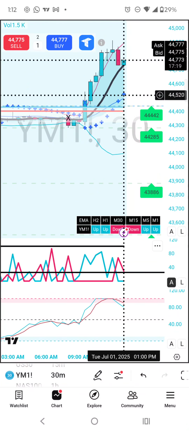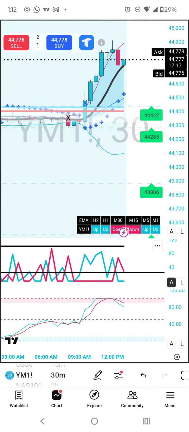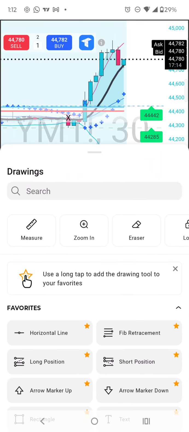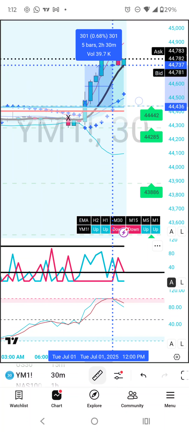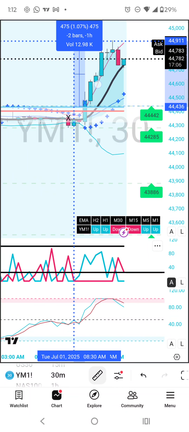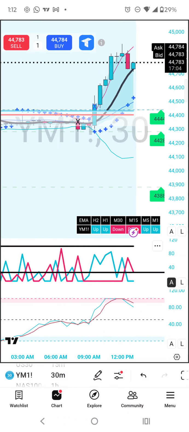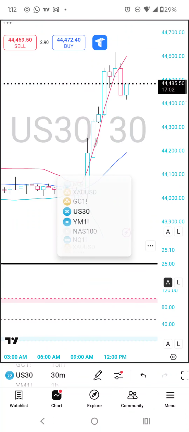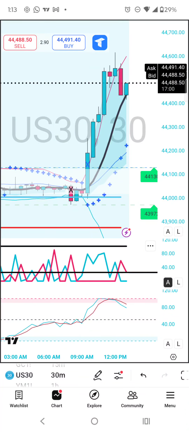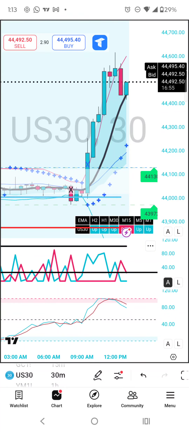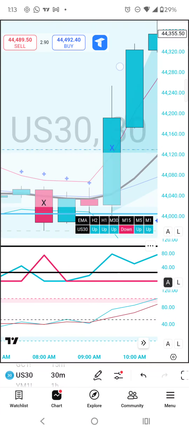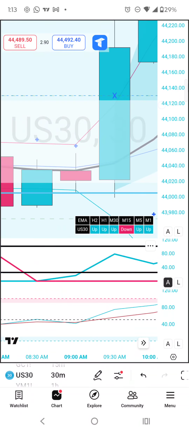Parabolic is down here. You see how beautiful the time earlier today was. Didn't even take advantage of this at all. 9:30, breakout perfect. 475. And on US 30 even, ooh, clean. Look at that. Look how pristine these breakouts are.